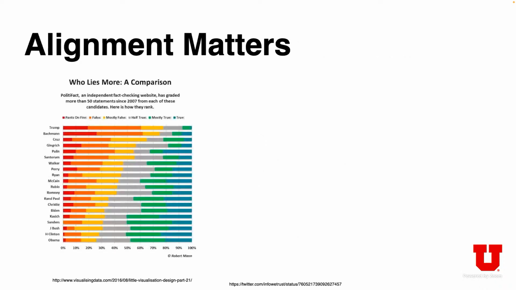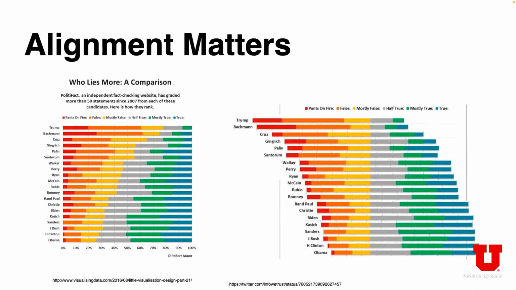Alignment of the chart. So here, this is a comparison of how politicians lie, and there are two ways you can arrange these bars. One is just aligned on the left or right, but you can also align them around this sort of zero point of truth versus lie. And I'd argue you can more obviously see at least some insights from the chart on the right.